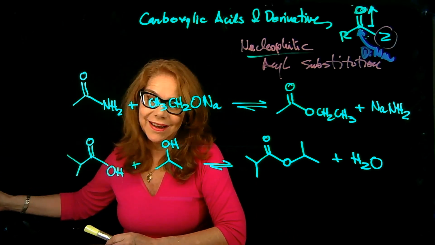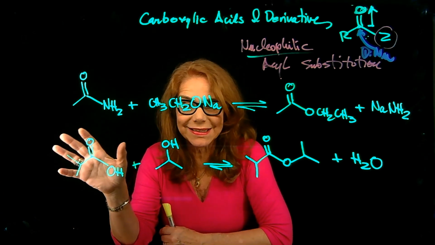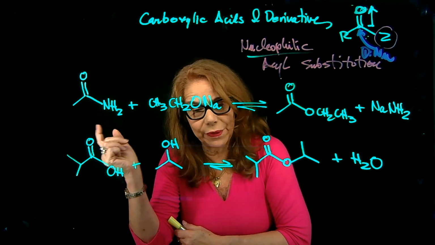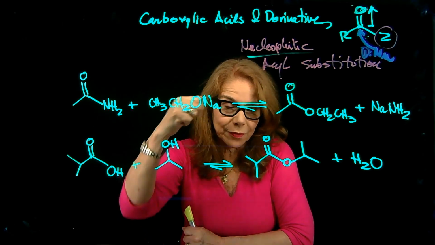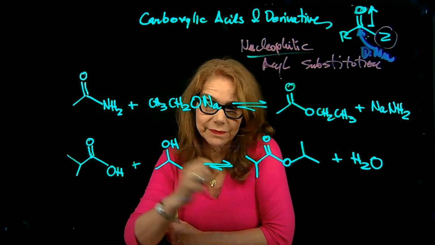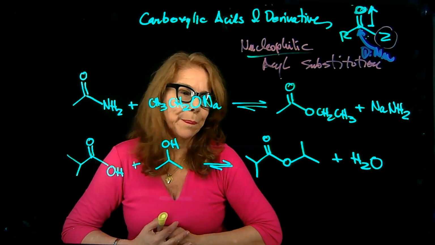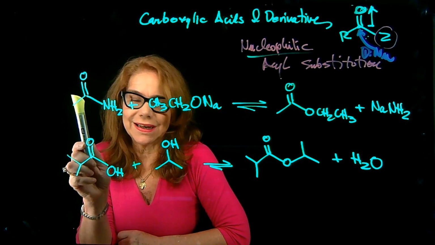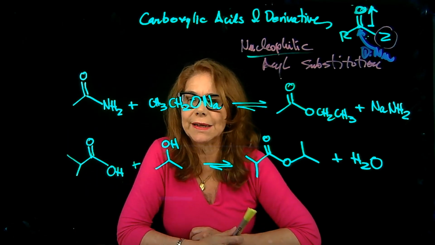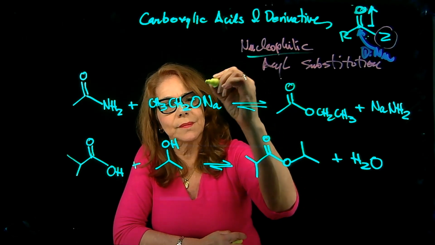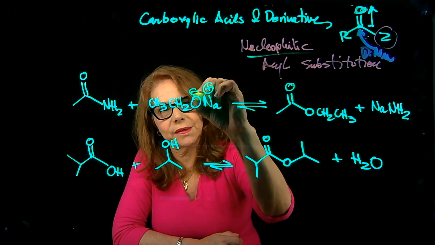Okay, now in this problem, we're going to be analyzing a couple of reactions and determining whether each reaction is product favored or reactant favored. So let's see what happens here. We have acetamide reacting with sodium ethoxide.